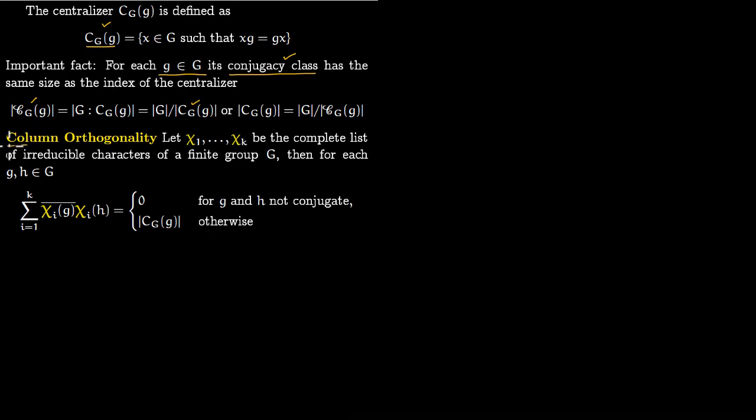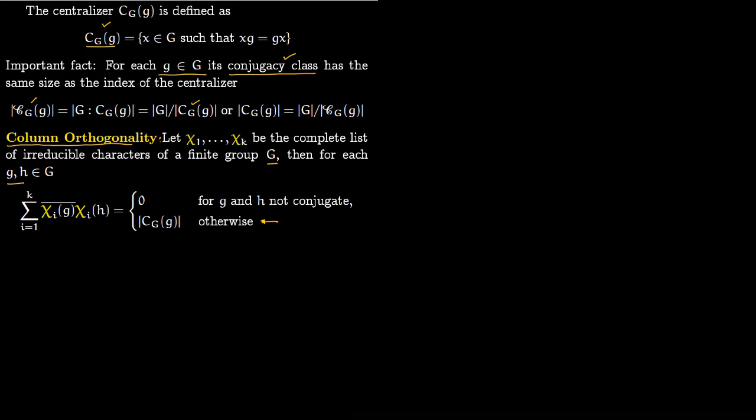So now we come to the proper theorem. Let chi1 to chi k be the complete list of irreducible characters of some finite group G. Then for two elements G and H of G, we have two possibilities: either G and H are conjugate, or G and H are not conjugate. Then the sum of these characters, going from 1 to k, conjugating the first character and keeping the second one as such, is 0 if G and H are not conjugate, and it is the order of the centralizer of G if G and H are conjugate.